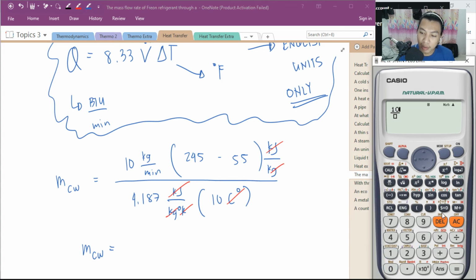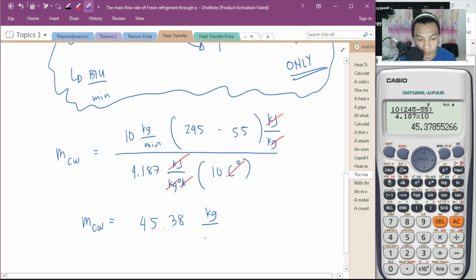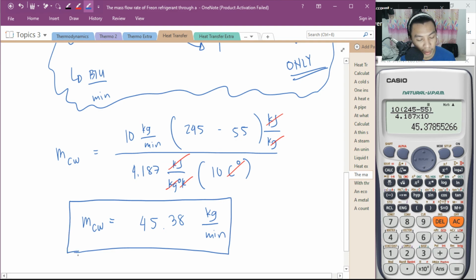That is 10, 245 minus 55, 4.187 times 10. That is 45.38. Tama ba? So, 45.38 kilograms in every minute of cooling water. So, that is for problem number 13.